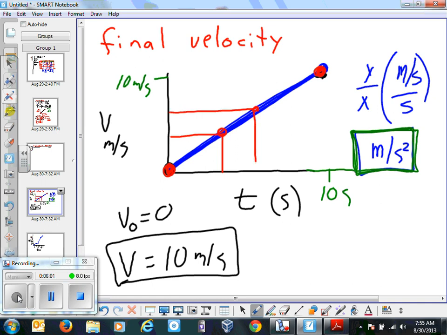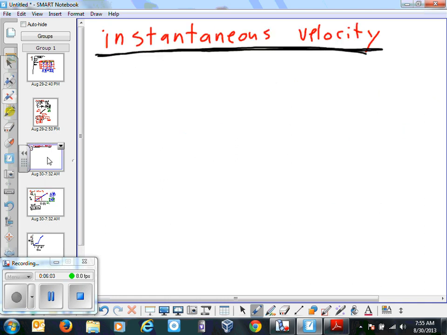Okay, but if we look at a displacement-time graph, so let's look at our displacement-time graph. So we have x over t, or meters per second, okay.